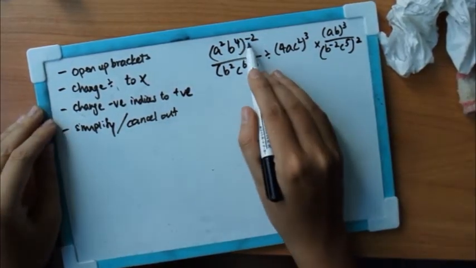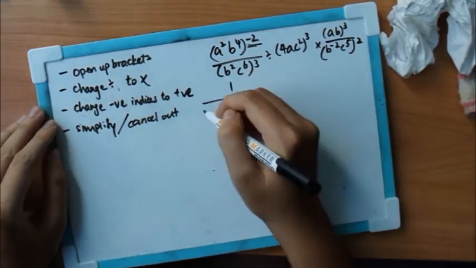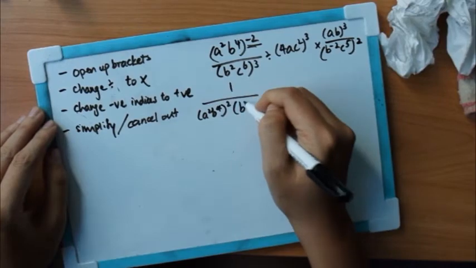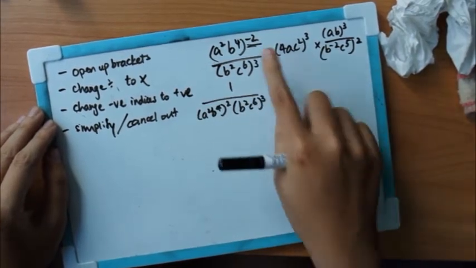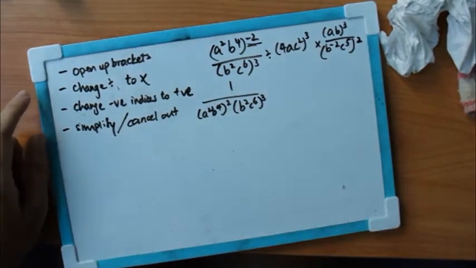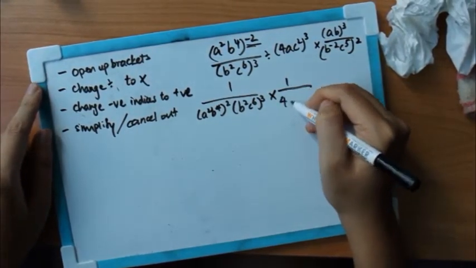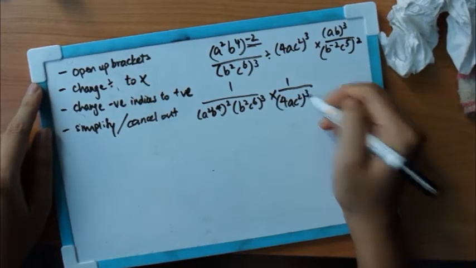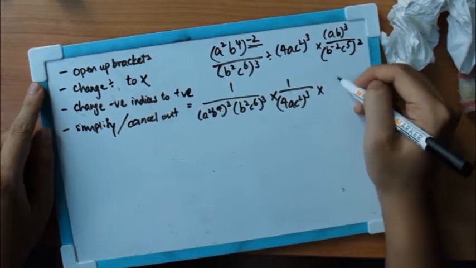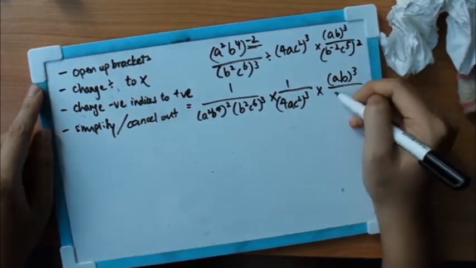Of course the first thing I notice is this thing. I don't like it, so I'm going to bring it down. Just remember, when you bring the whole thing down, the one on top is 1. Keep that in mind. Of course you have the equal sign. The rest, I can just leave it first.